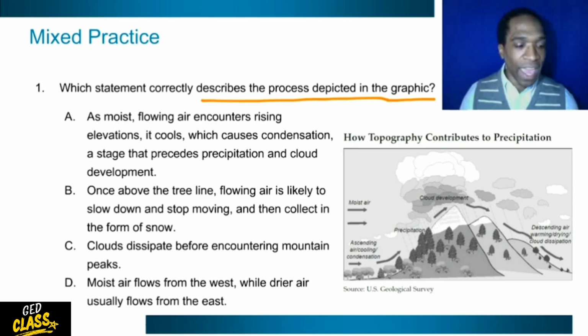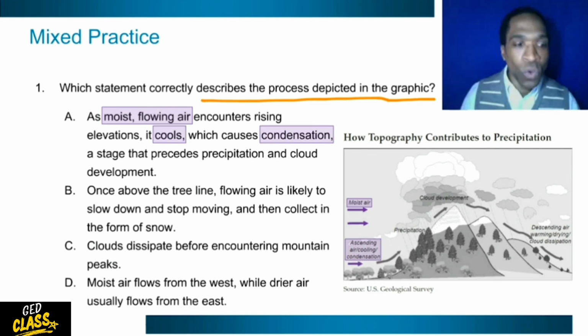So the first thing in A, it talks about moist flowing air. Now, if we check the graphic, yeah, that's where it's starting, right at the top in purple. So let's continue through A. After that, it talks about cooling and condensation, which again matches the graphic. So far, so good.